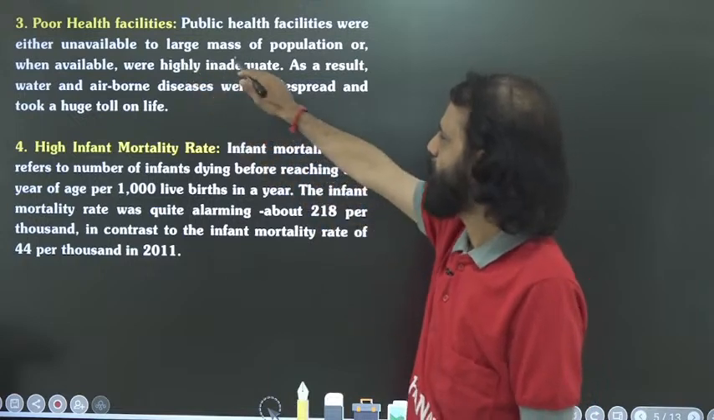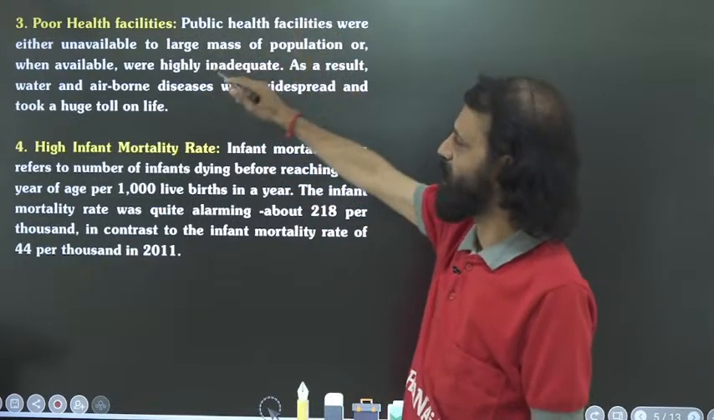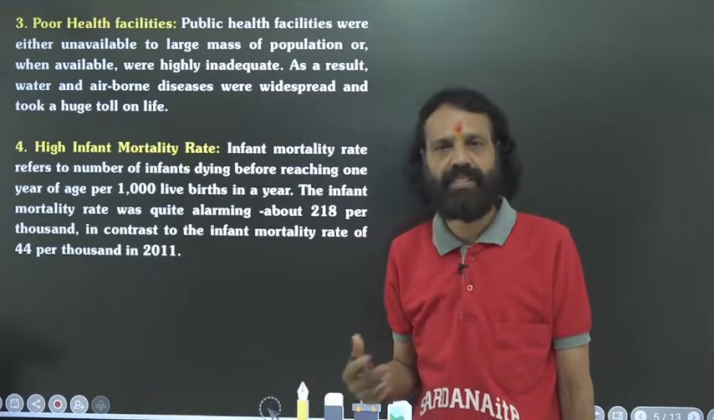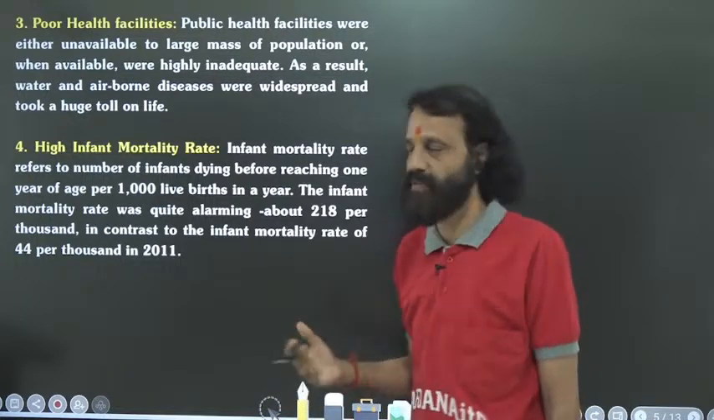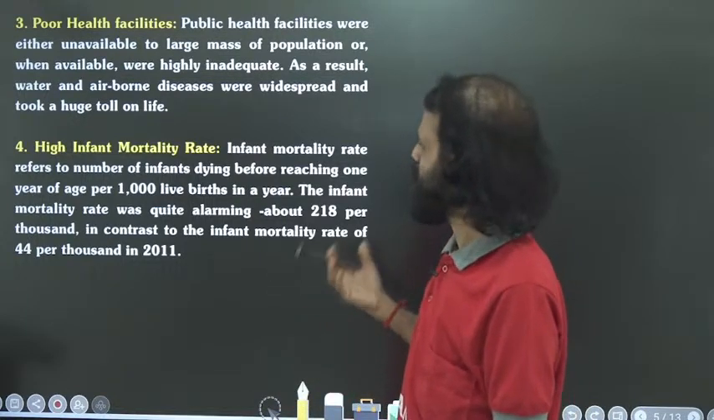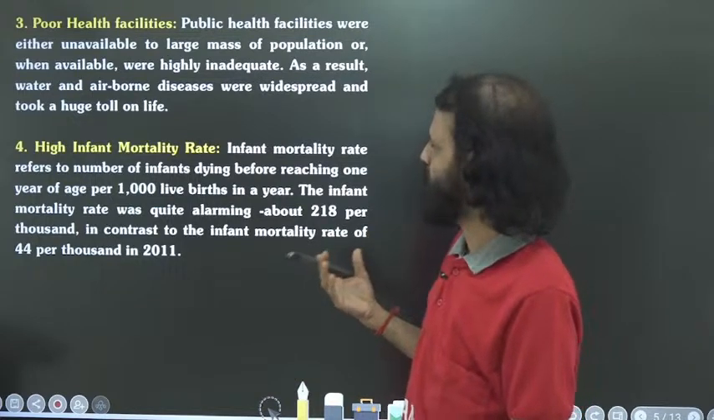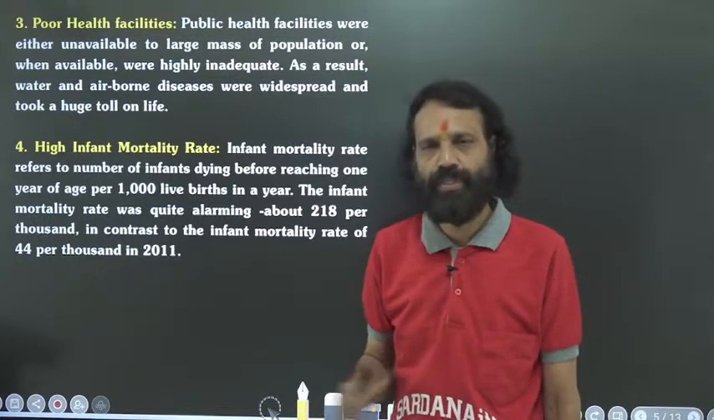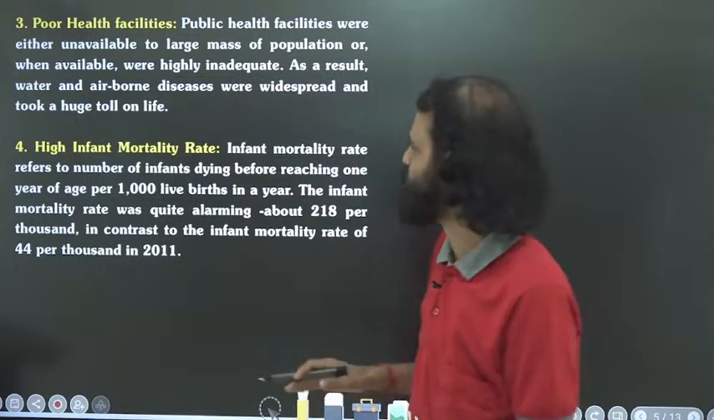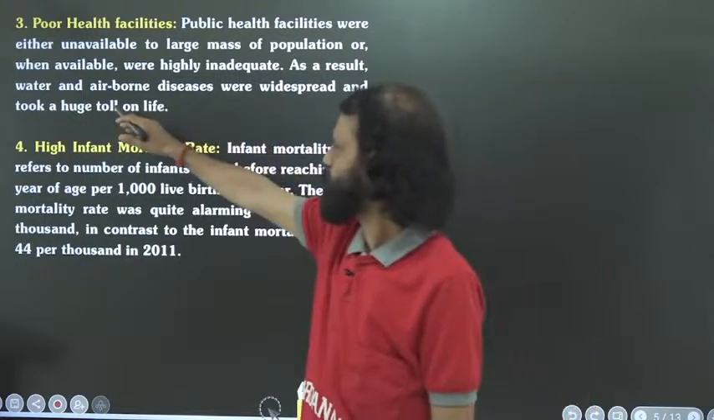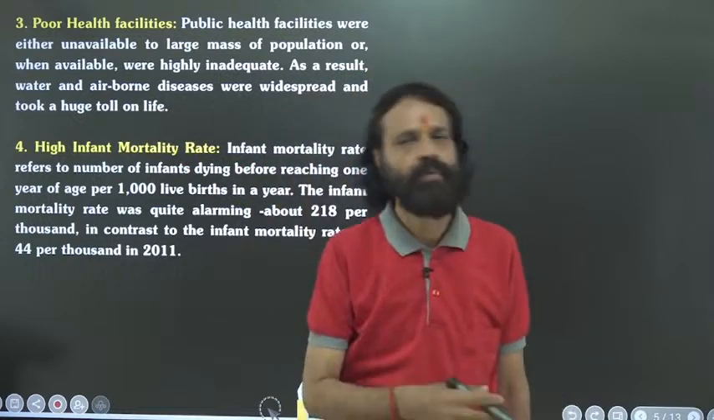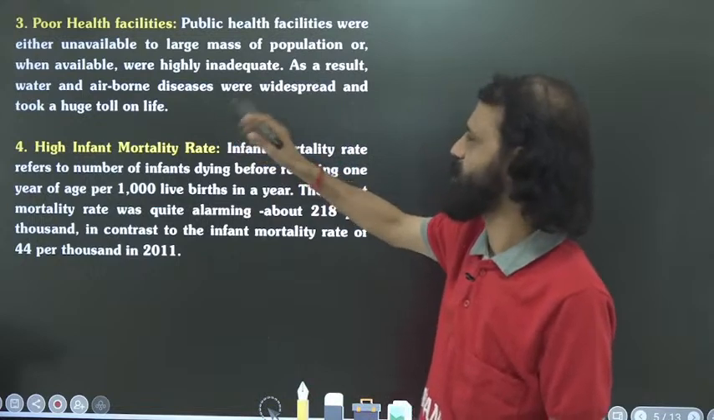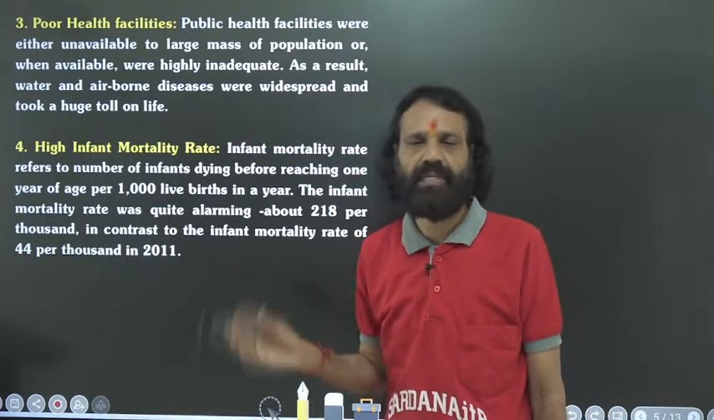Public health facilities were either unavailable. They were not available in many places, especially in rural villages, where there were no good health facilities. A large mass of the population was suffering, and the situation was inadequate. There were no proper health facilities. As a result, water and airborne diseases were widespread at that time, spreading rapidly.